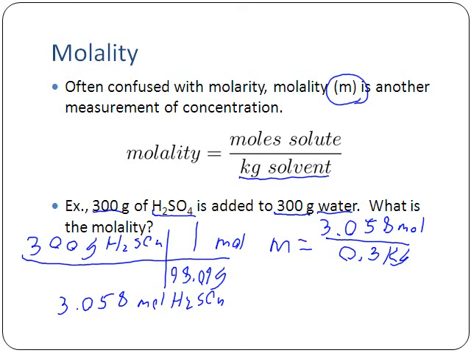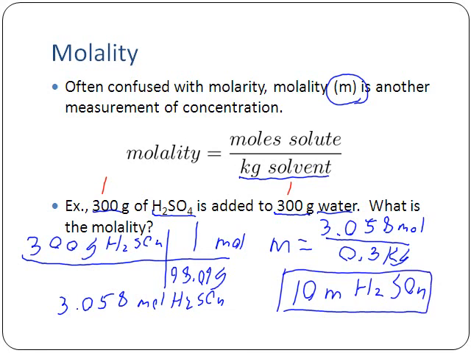Significant figures. In this case I've got 300 of each one, so that has 1 sig fig, that has 1 sig fig, and so our final answer is going to have 1 sig fig, and so our final answer is just 10. So we have a 10 molal solution. Here I have to be a little bit careful. With molarity, it would be called a molar solution. With molality, it's called a molal solution. So in this case, I have a 10 molal H2SO4 solution as my final answer. So that's how you do a basic molality problem.